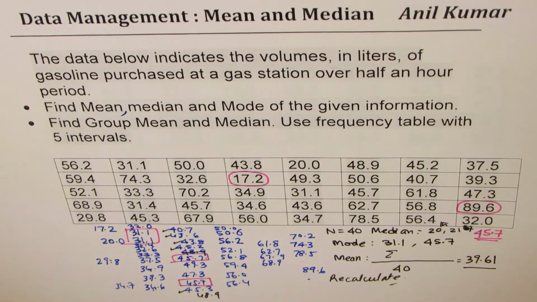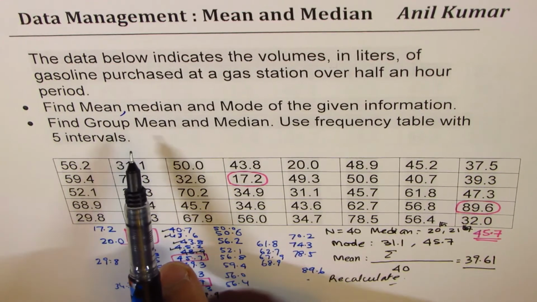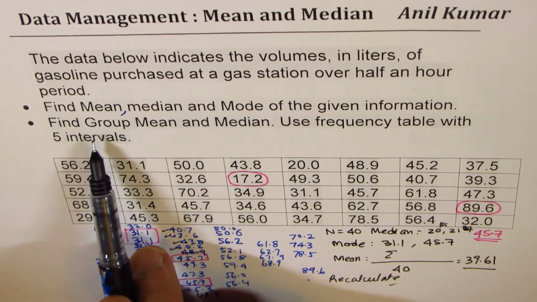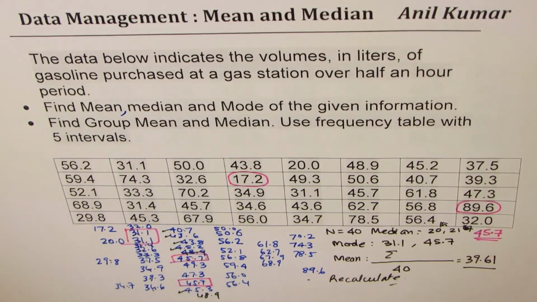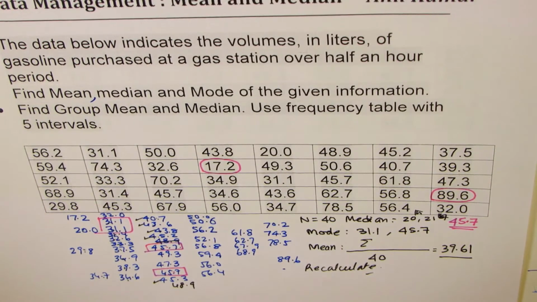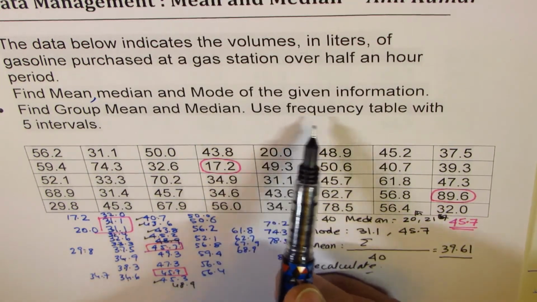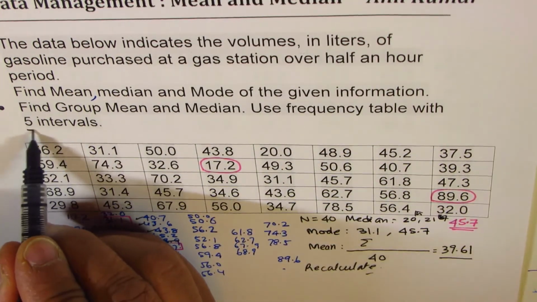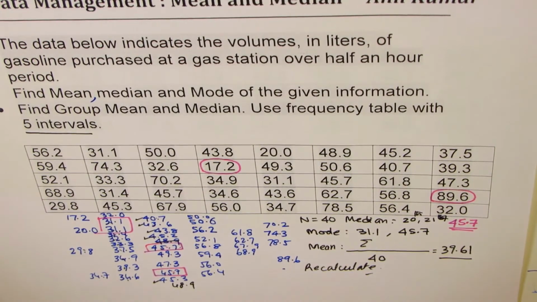Correct? Now let's see the second half, which is very important to understand. How to find group mean and median from the given data, right? So have a good look at what we did. It's not a very good job, but it gives you an idea of how to do such questions, correct? Now it is important here to understand the frequency table with 5 intervals. Now how do we tackle that?